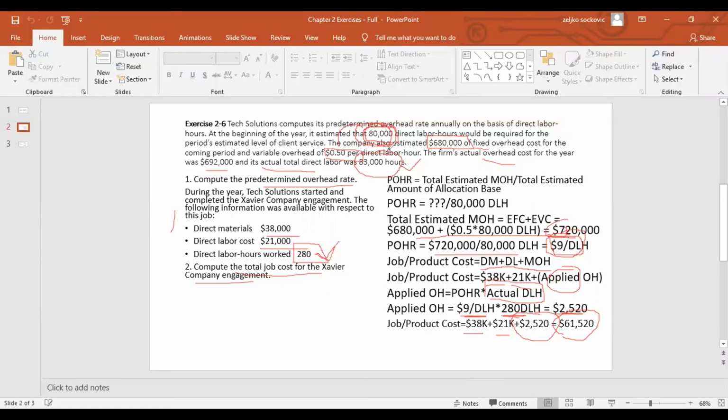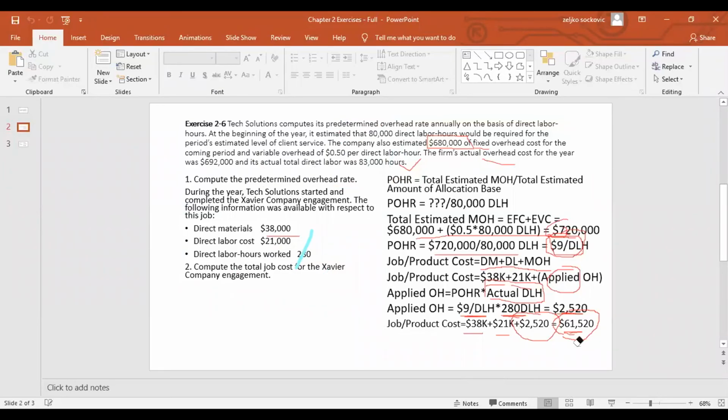We are not asked here for units. We are not given the number of units, I believe, in this job, so we don't care about that. But that's the answer, 61,520. Okay, almost 2 hours, so that's good.